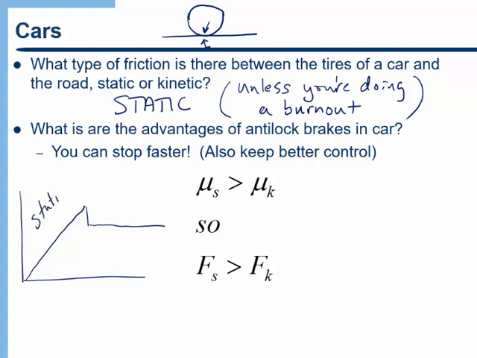So again, that was static, this part of the graph, and that's kinetic. If we want to stop as fast as we can, we always want to be right up here where the static friction is at a maximum. And that's what your anti-lock brake system does. It applies the brakes in such a way that they're just about to make the tires start skidding, but they don't ever let it get there. And so you can actually stop faster with anti-lock brakes. The other obviously big benefit is you can keep better control, because once your tires start sliding on the road, then you can't turn. You don't have any control of the car.